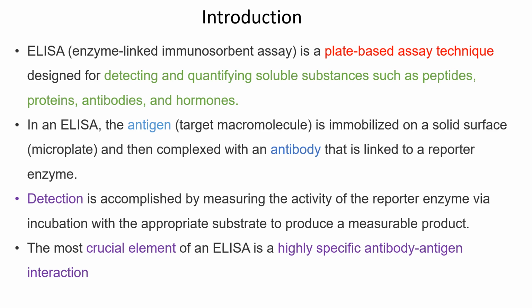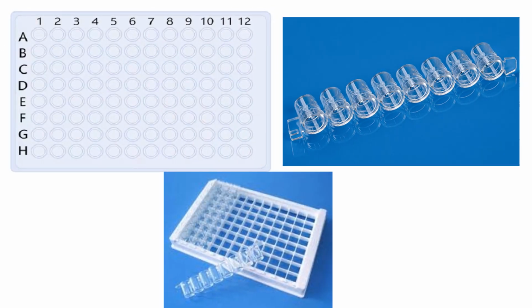So this is the ELISA microplate. It consists of wells. This tray comes with transparent wells, and in total there are 96 wells.